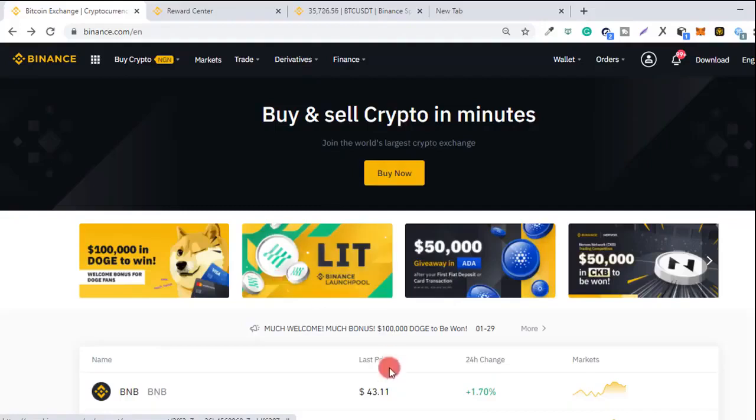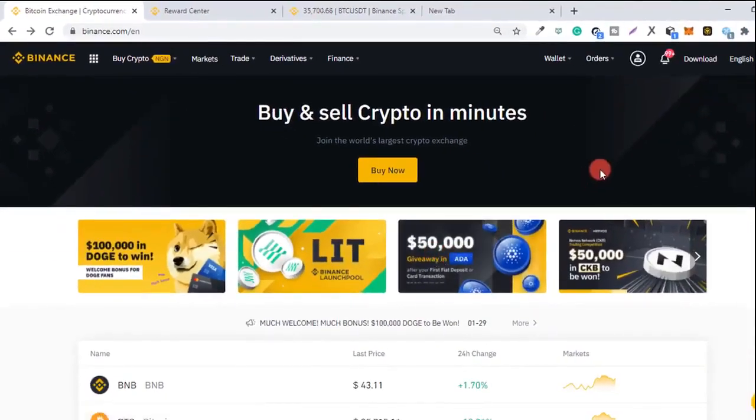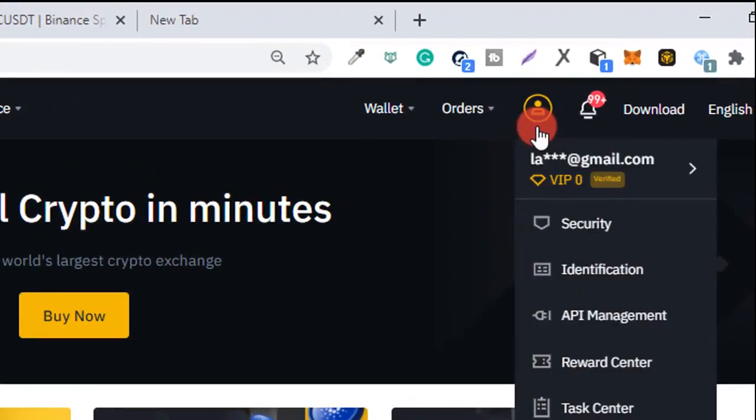So the first thing you need to do is head over to binance.com, log in, and navigate to your user icon and click on Reward Center. The same process is applicable for your mobile device. You need to navigate to your user icon and make sure that you click on your Reward Center.